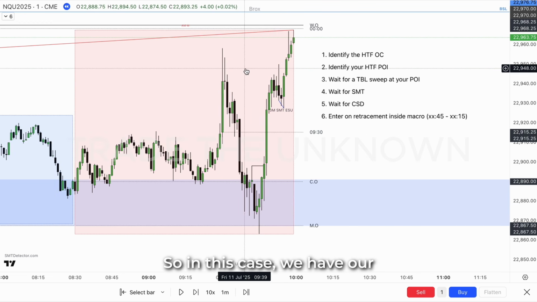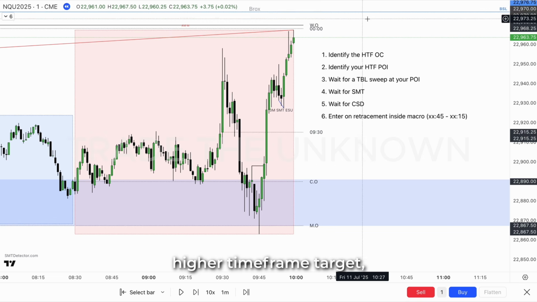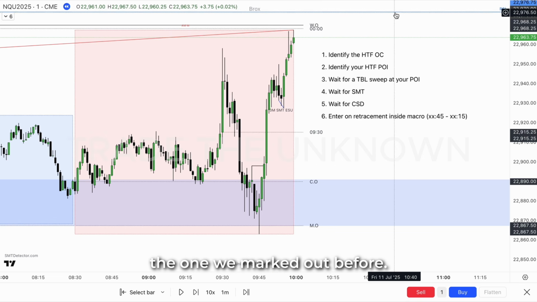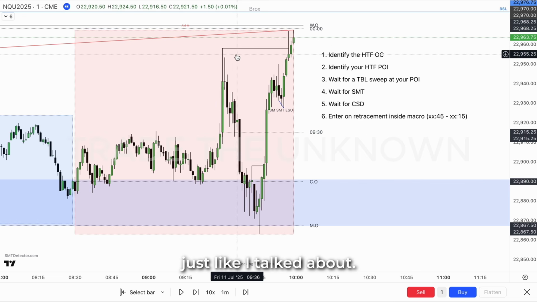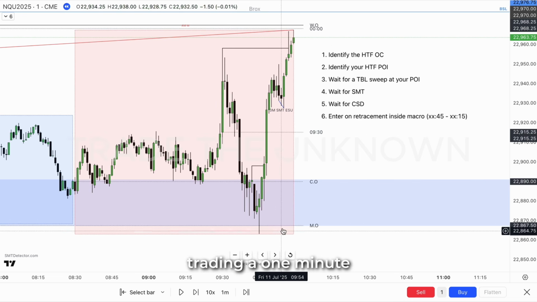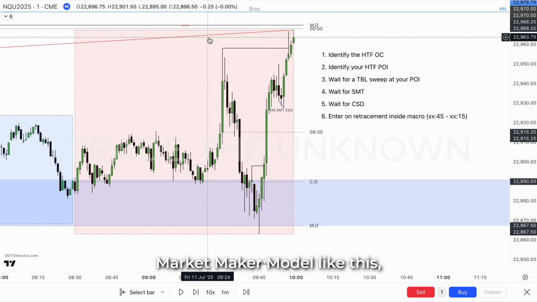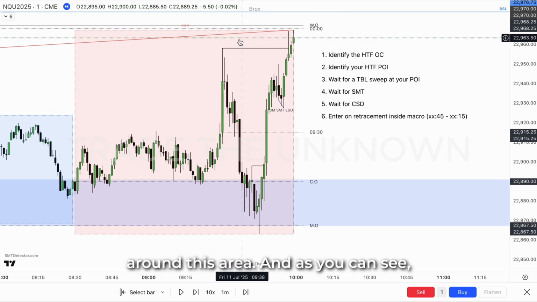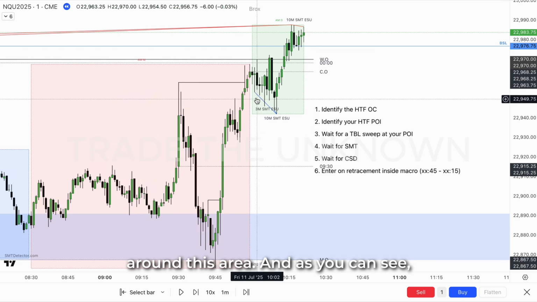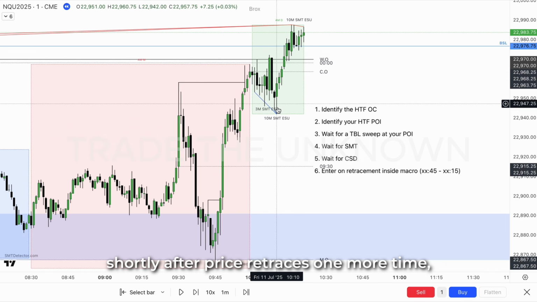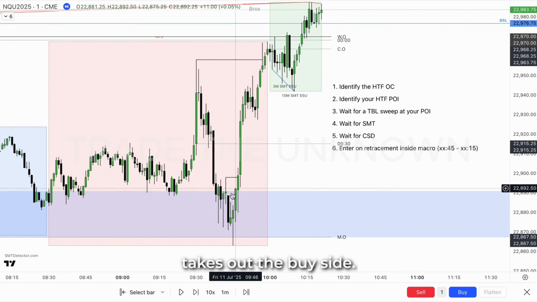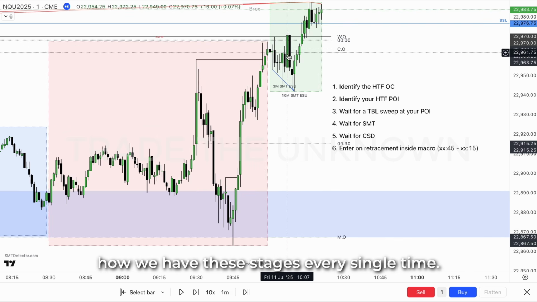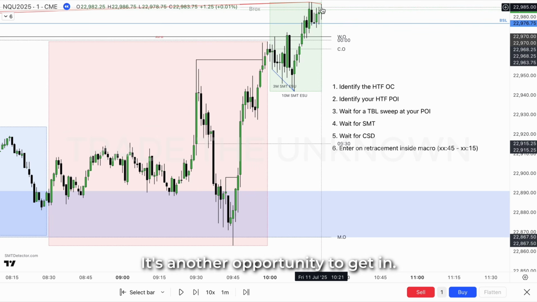So in this case, we have our higher time frame target, which is up here, the one we marked out before. And you can also target this high, which is your fractal original consolidation, just like I talked about. So when you're trading a 1-minute market maker model like this, you want to make sure you take partials around this area. And as you can see, shortly after, price retraces one more time, then goes higher, takes out the buy side. And you see how we have these stages every single time. It's another opportunity to get in.